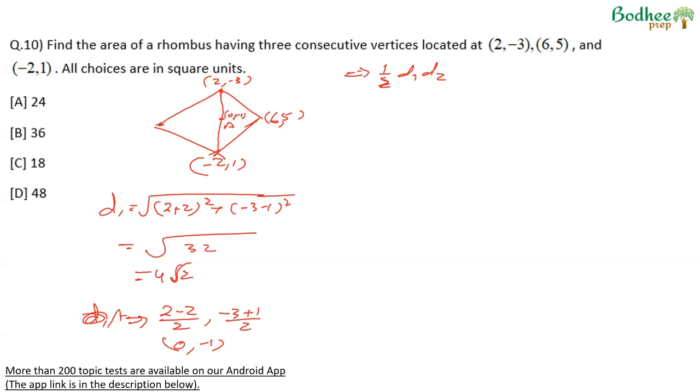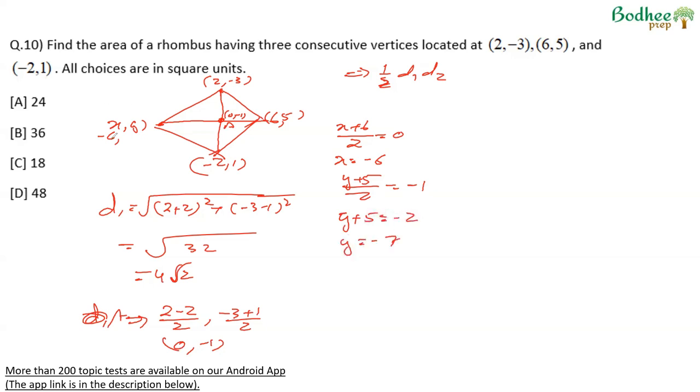From here, we can find the fourth vertex. Suppose this is x, comma, y. We can say that x plus 6 by 2 will be 0, because the midpoint will be the same. The diagonals will bisect each other. So x becomes minus 6 here. Y plus 5 by 2 should be equal to the y coordinate, which is minus 1. So y plus 5 is equal to minus 2, which means y will be minus 7. So this becomes minus 6, minus 7.